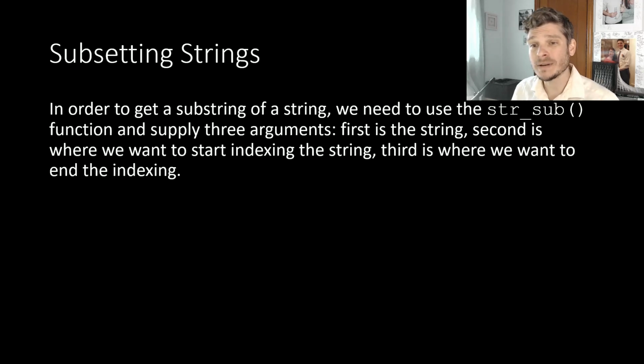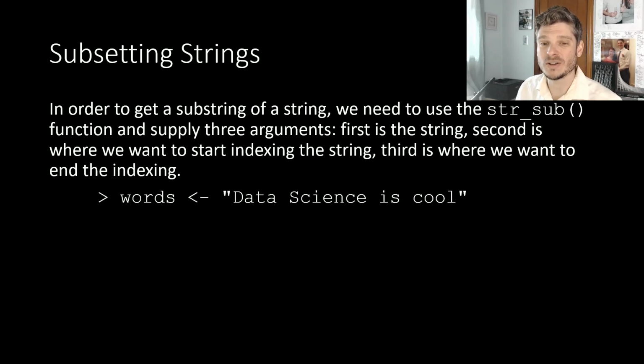Next up, sometimes we want to subset a string. This means we take a string and we're basically going to chop off some part of it. We do this using the string sub function, so str_sub. We want to supply 3 arguments. First is the string. Second is where we want to start indexing. And then the third is where we want to end it.